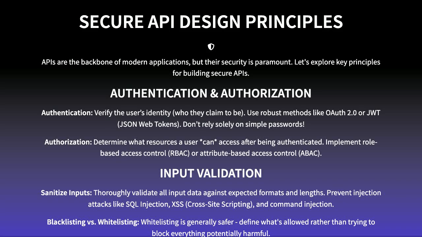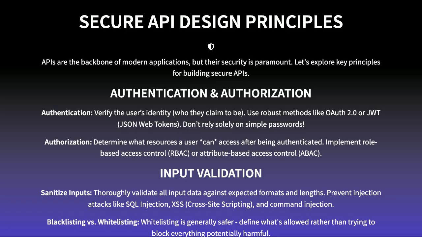Okay, so as we're building modern applications, APIs are central to how things talk to each other. But just like any doorway, you need a strong lock, and that's what API security is all about. First up, authentication and authorization. Think of authentication as proving who the user really is, and authorization as determining what they're allowed to do once they've proven their identity.